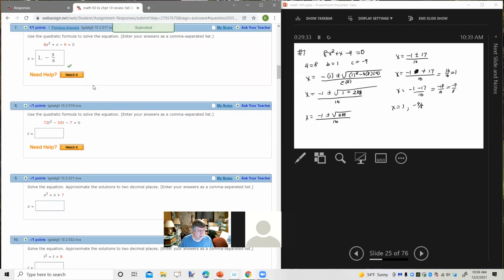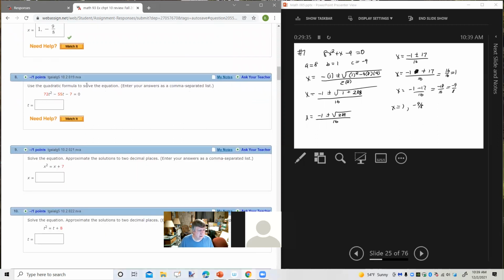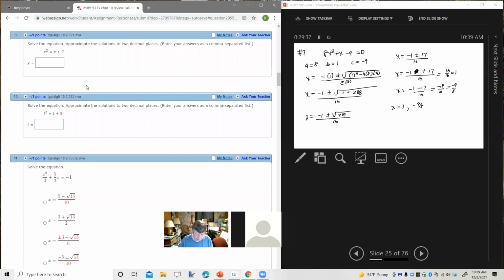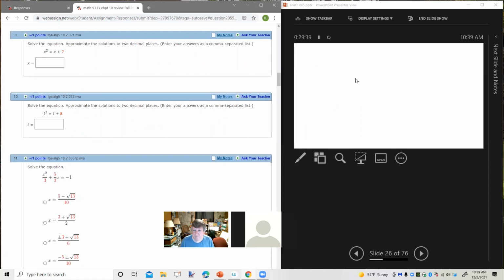Okay, and let's see here. Let's take a look at problem number 9. So here we're going to use the quadratic formula and then go to the calculator to get decimal approximations for our answers. So we've got x squared equals x plus 7.